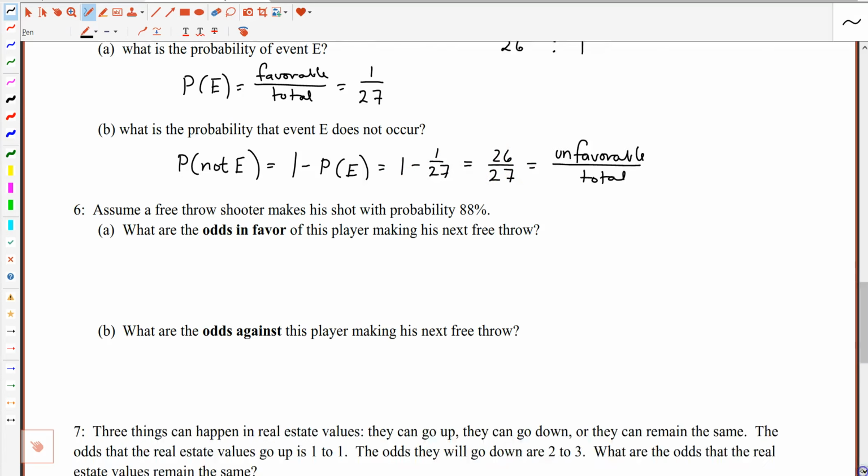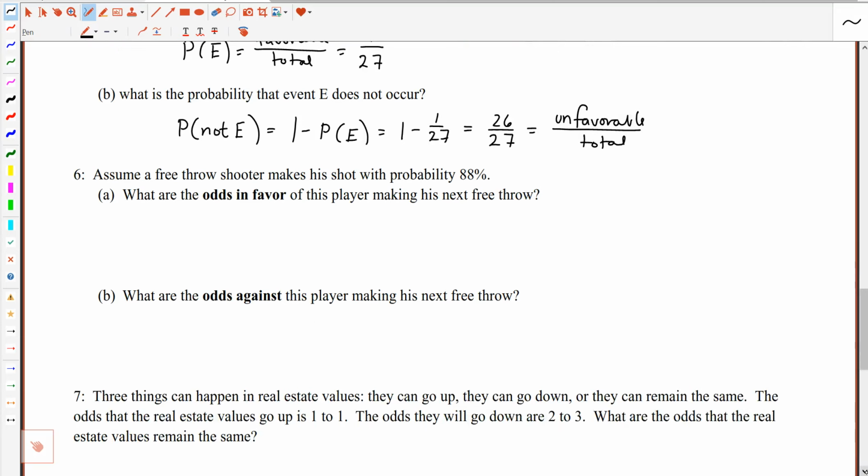All right, a final example then connecting probability to odds. Assume a free throw shooter makes a shot with probability of 88%. Given that, we're going to find the odds in favor of this player making his next free throw and the odds against the player making his next free throw. Now, 88% means then, out of 100 shots, we would expect him to make 88 of them.